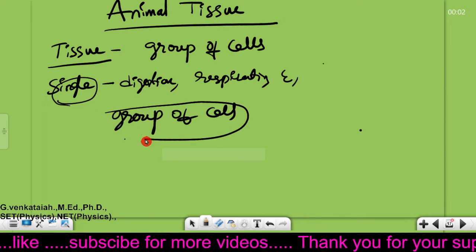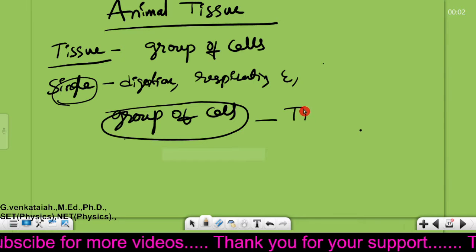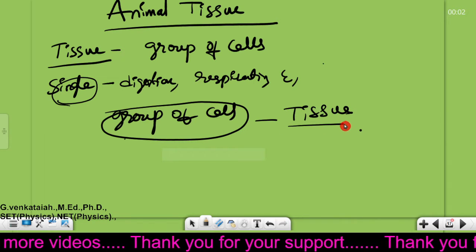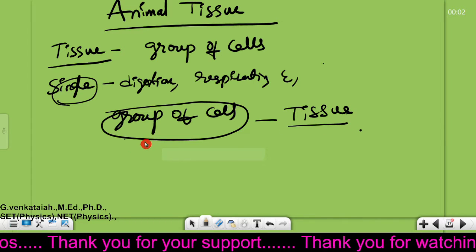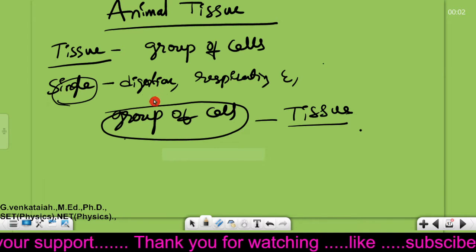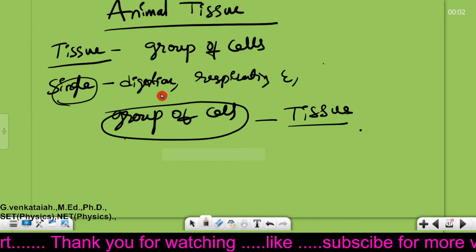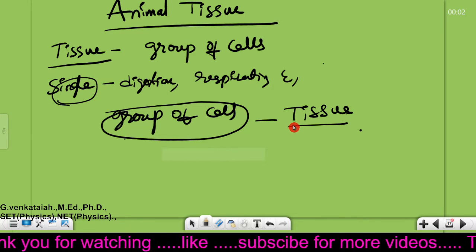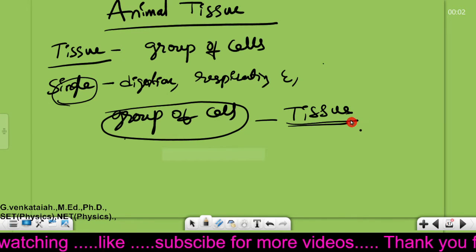This group of cells is called a tissue. A group of cells is called a tissue. These cells will perform all functions. Such a group of cells is called a tissue.